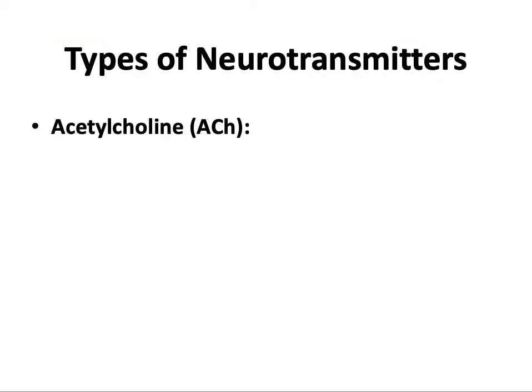Now we're going to move on and discuss the different types of neurotransmitters. The first one is acetylcholine, ACh. This is a neurotransmitter responsible for motor control at the junction between nerves and muscles. It is also involved in mental processes such as learning, memory, sleeping, and dreaming. Nicotine, the chemical that's in cigarettes and certain vape products, imitates this neurotransmitter and binds to those receptors.